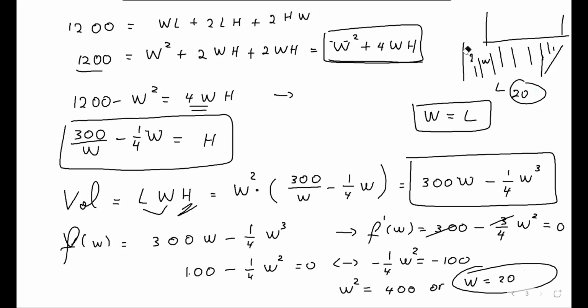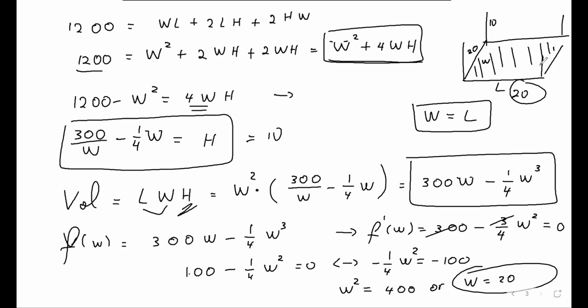So the dimension of a box is 20 over here, 20 over here, and with that, finally, 300 divided by 20 is going to be 30 divided by 2, which is 15, minus 20 over 4, that's going to be 5. 15 minus 5 is going to be 10. So the height of a box is 10 here, which is the maximum of a box.